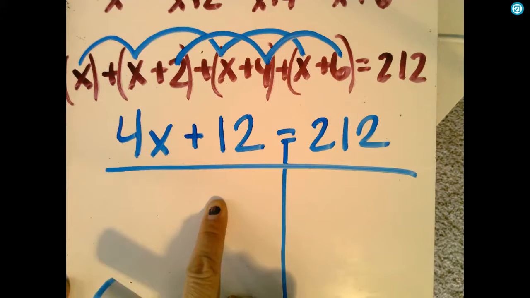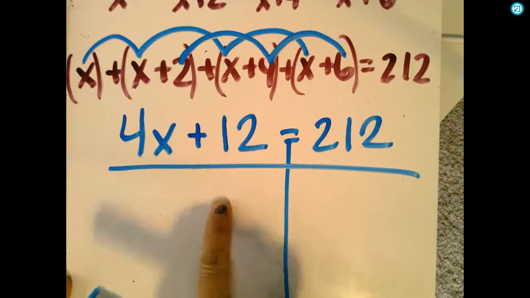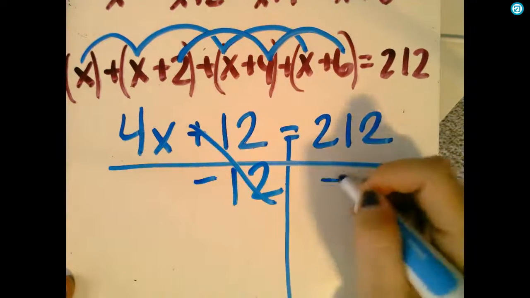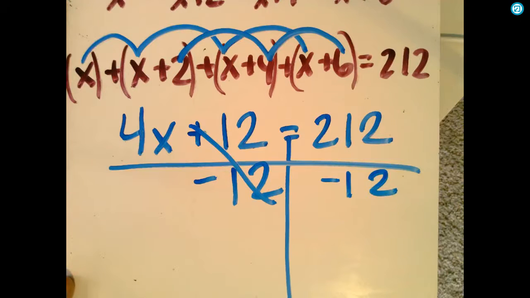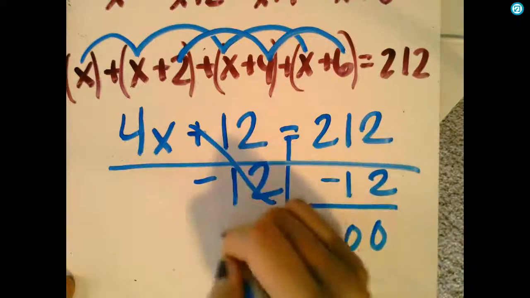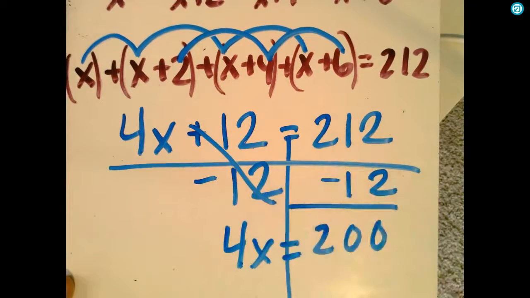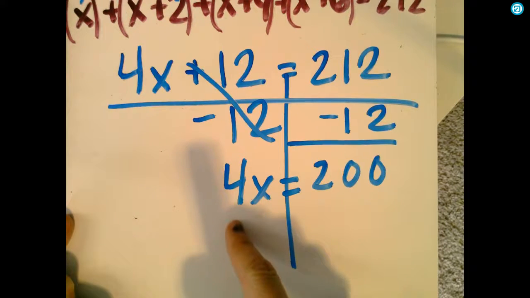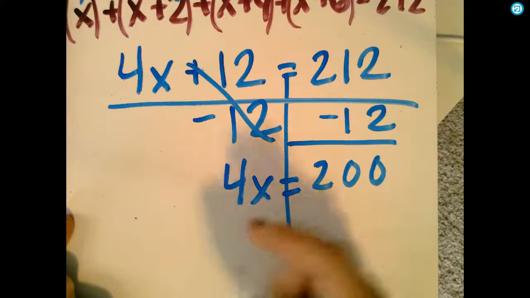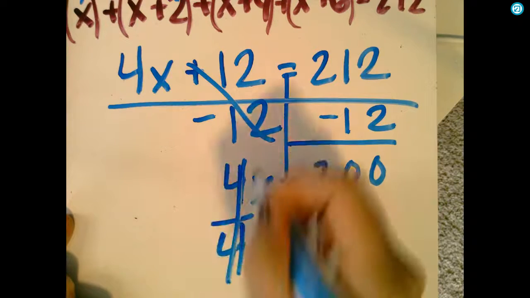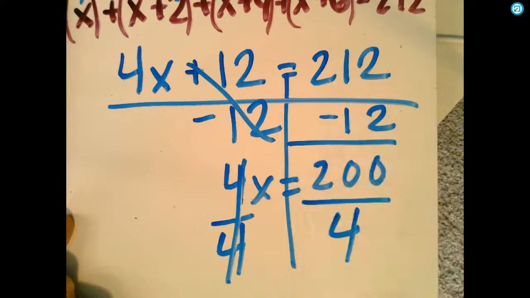I'm going to get rid of my plus 12 first. I'm going to subtract. 12 minus 12 is 0. 212 minus 12 is just going to be 200. And we just have 4x on that side. 4x equals 200. I got to get rid of the 4. It's being multiplied by x. So I'm going to divide by x. Sorry, divide by 4. And divide by 4 over here.